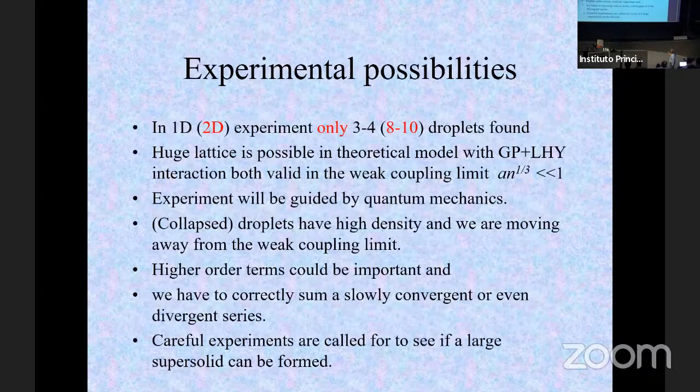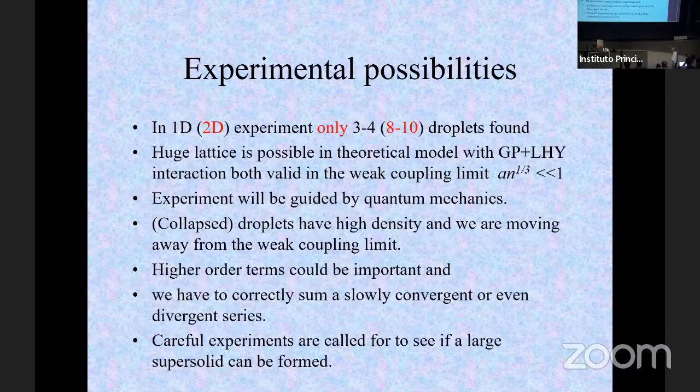Now, the experimental possibilities, I had some comments. In 1D experiments, only a few droplets were found, maybe always fewer than around 8 to 10 droplets in a 1D or 2D setting. A huge lattice is possible in the theoretical model with the Gross-Pitaevskii and Lee-Huang-Yang correction. But this Hamiltonian is valid only in the weak coupling limit, where a is the scattering length and a times the density to the power 1/3 is much less than 1.